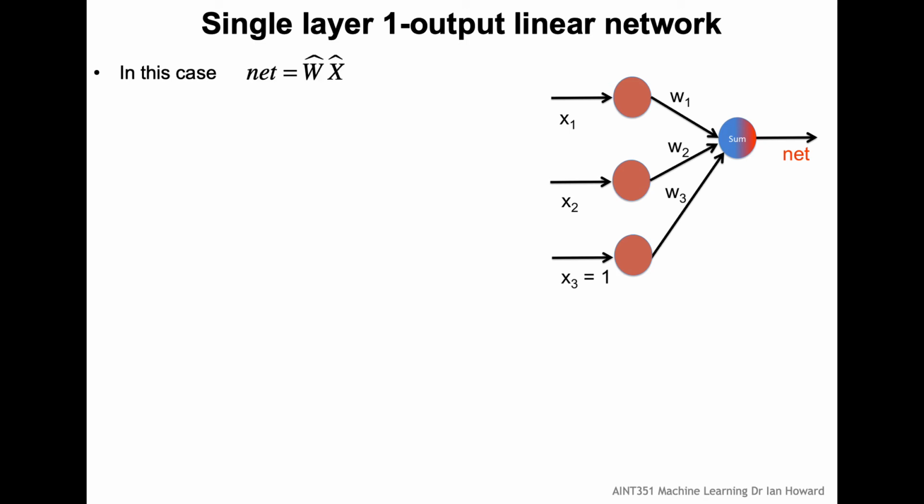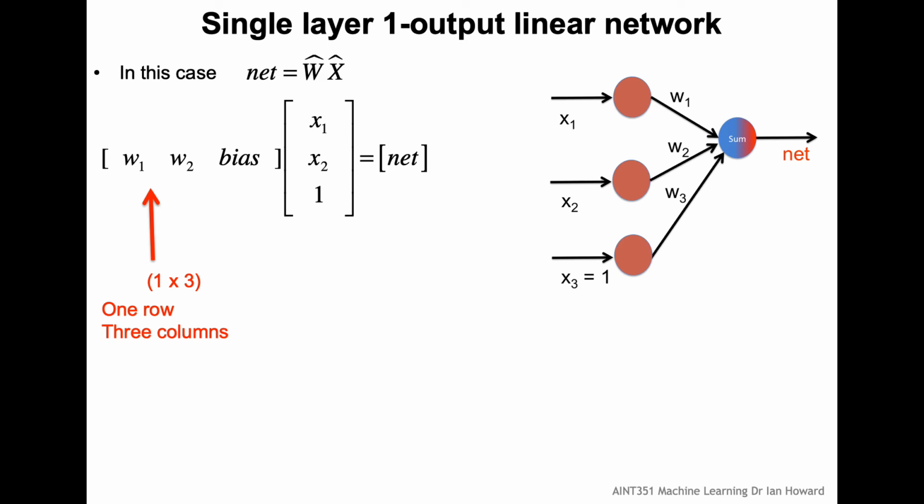So in this case, we call it net. That's the output of the network, given by our w hat x hat. And in this particular case, let's just very carefully go through and look at the dimensionality, because it's always good when you're programming these things up to make sure you get it the right way round in MATLAB. MATLAB will complain. It will say the dimensions don't match up if you don't get it the right way around.